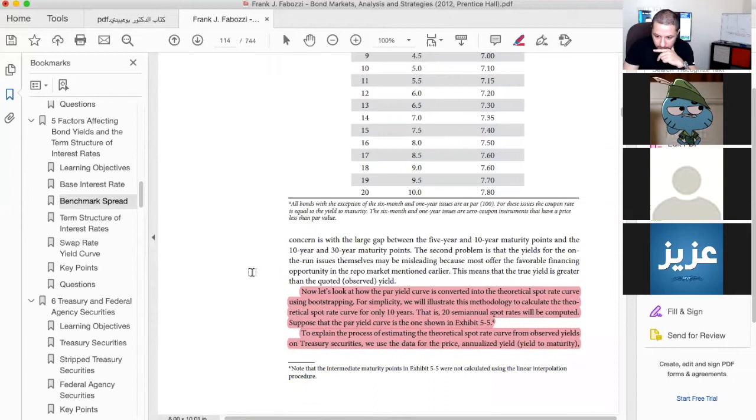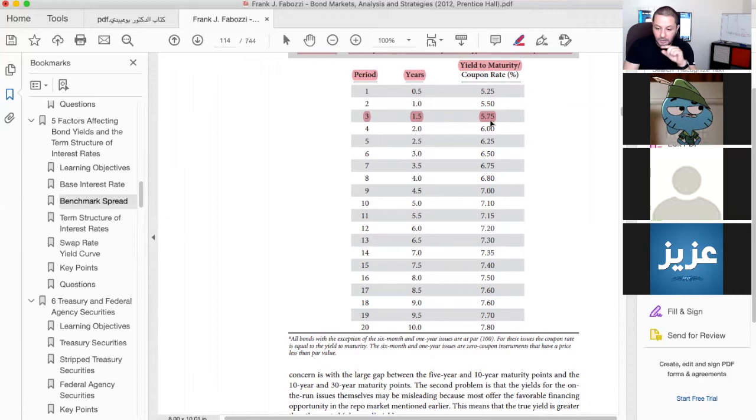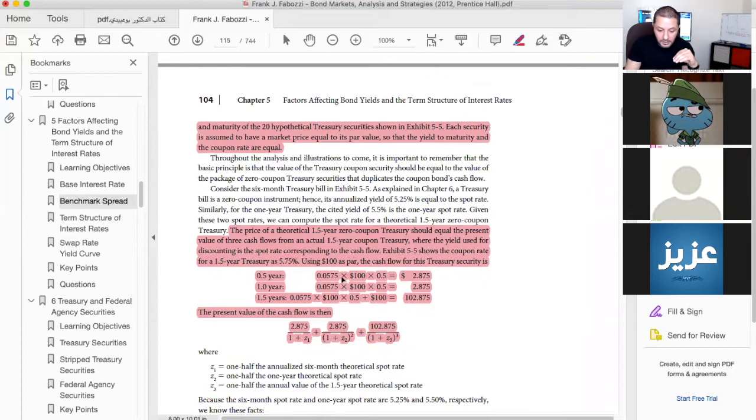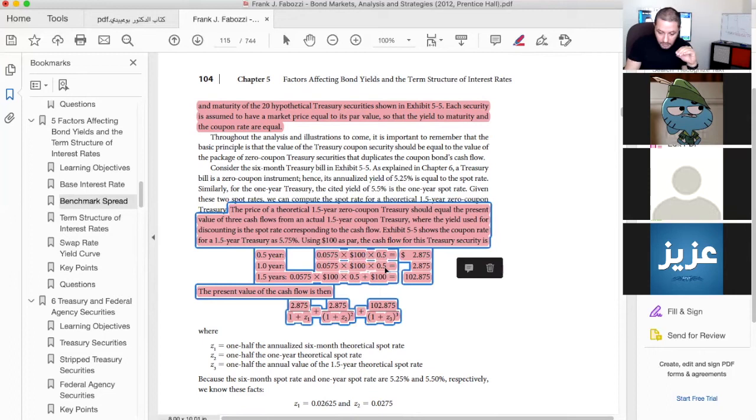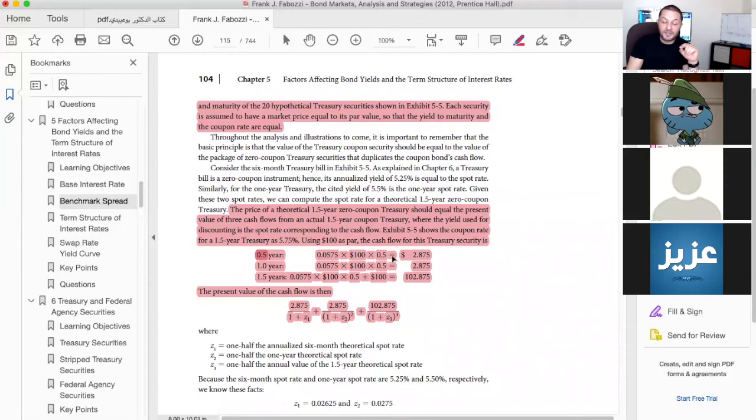Now this is the coupon rate, because remember, we are considering a par value bond, which means that the yield to maturity is the same as the coupon rate. So for the first period, this treasury security will pay $100 times the coupon rate, which is 0.0575 times 0.5, because we are dealing on a semi-annual basis. So we receive 2.875 after 6 months, same thing after 1 year, and we receive the coupon payment plus the par value at the end of the maturity of this bond.